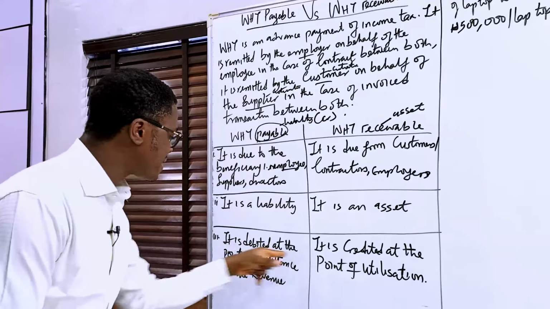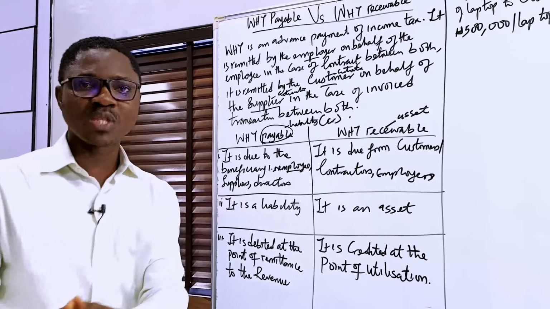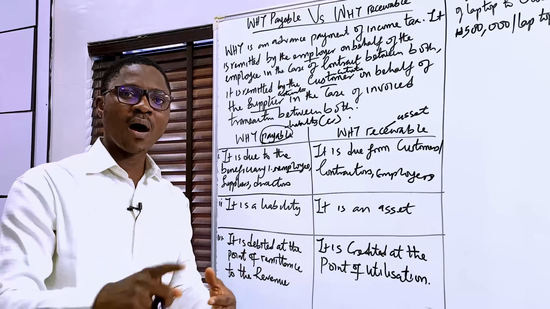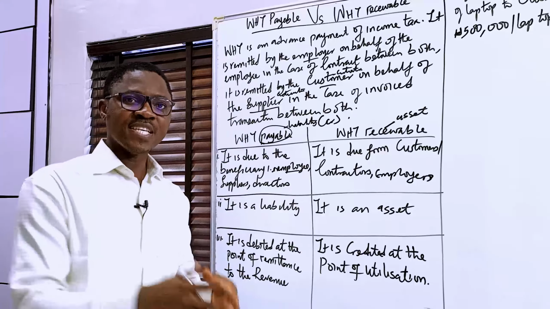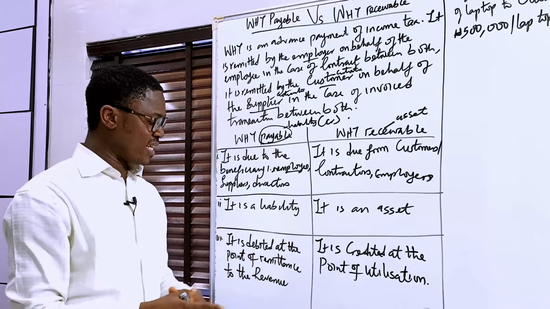So it is debited at the point of remittance to the revenue, pending when it is remitted to the revenue on behalf of either the contractor, supplier, or the director or employee. It will be credited. That's why it is a liability. The journal entry in the examples we have will shed more light on this.